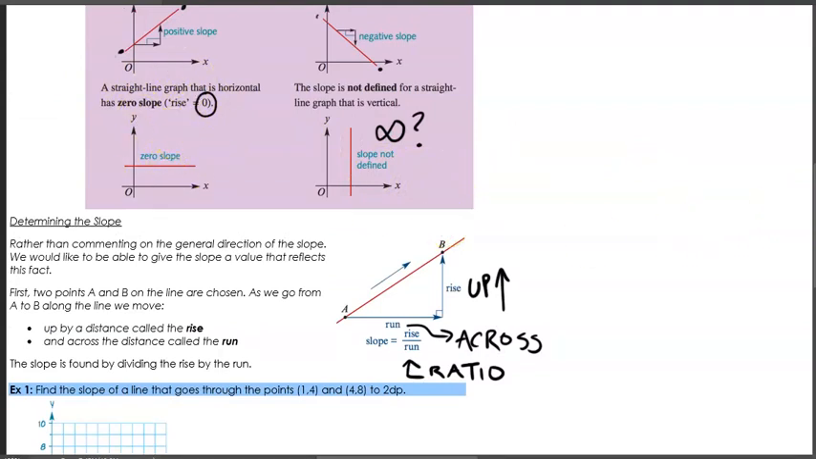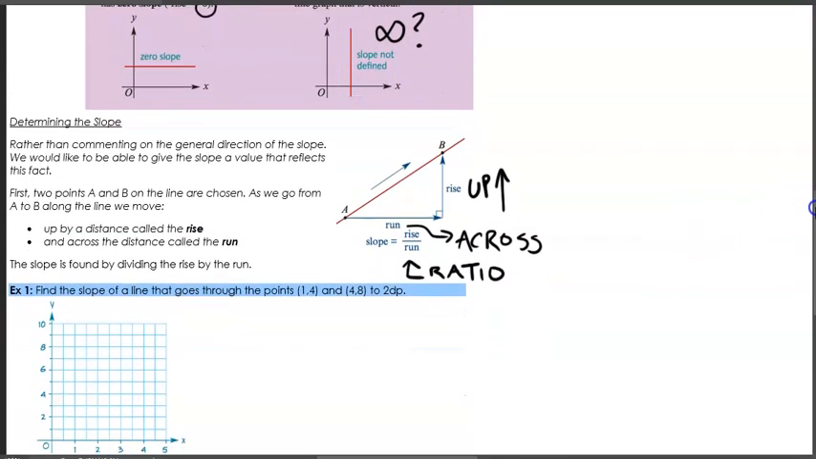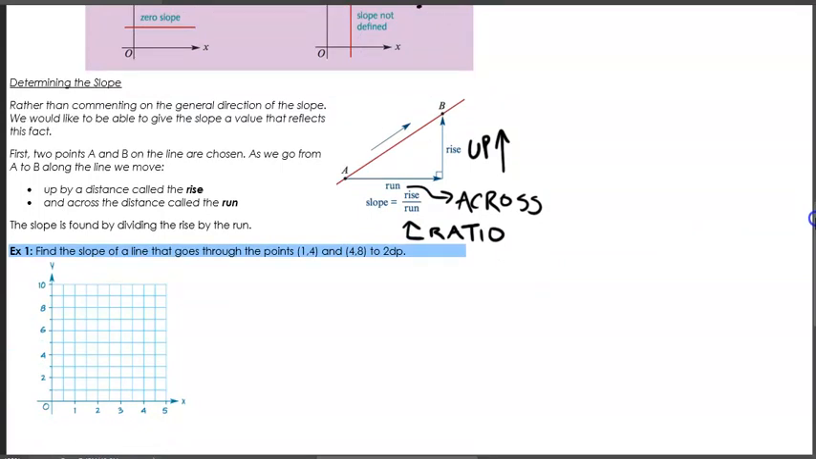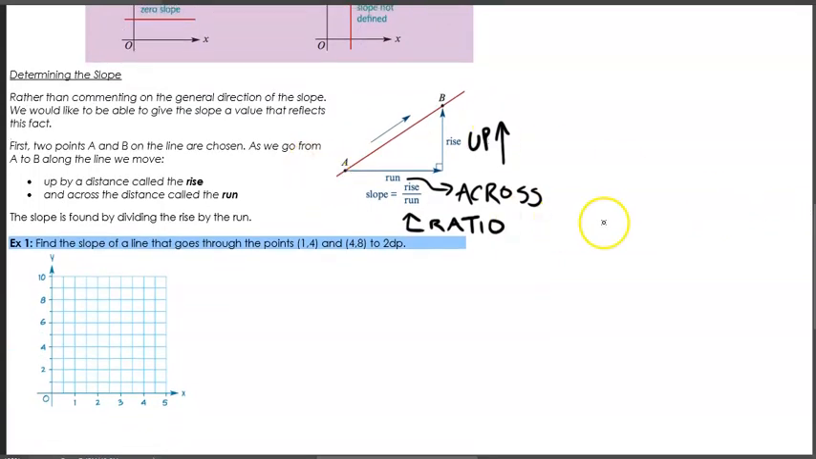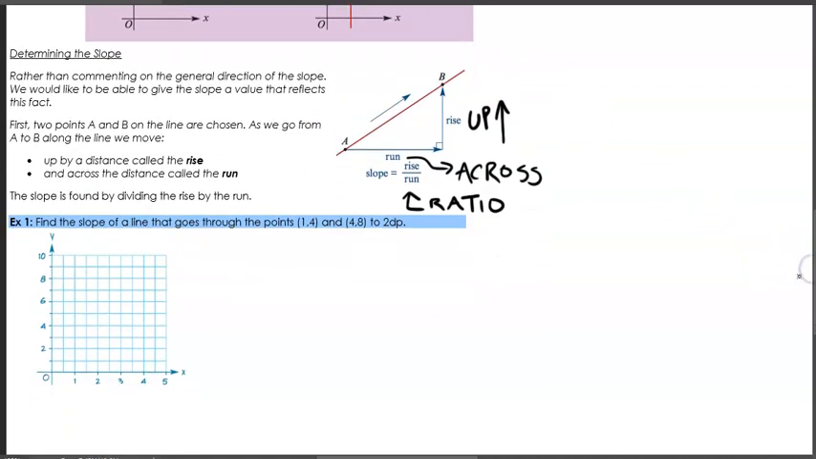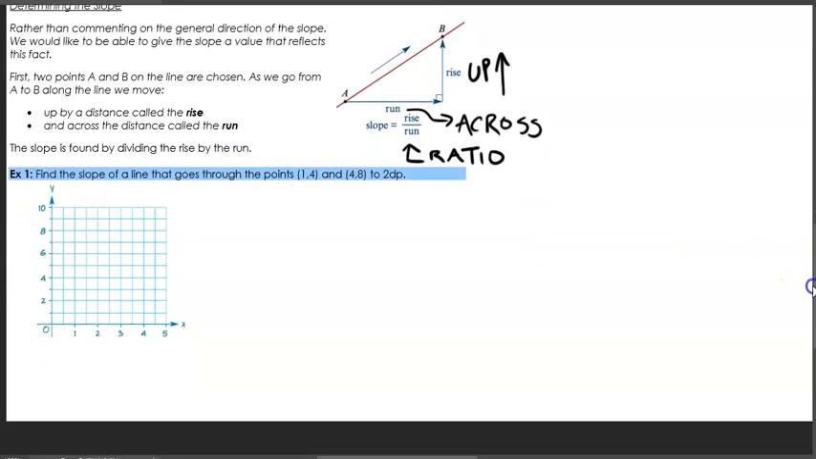So if you're still feeling a little bit confused as to how this makes sense, all you have to know is we're just associating a numerical value to the steepness, to determine what a steep line looks like and what a not as steep line looks like. We're just giving it a number.